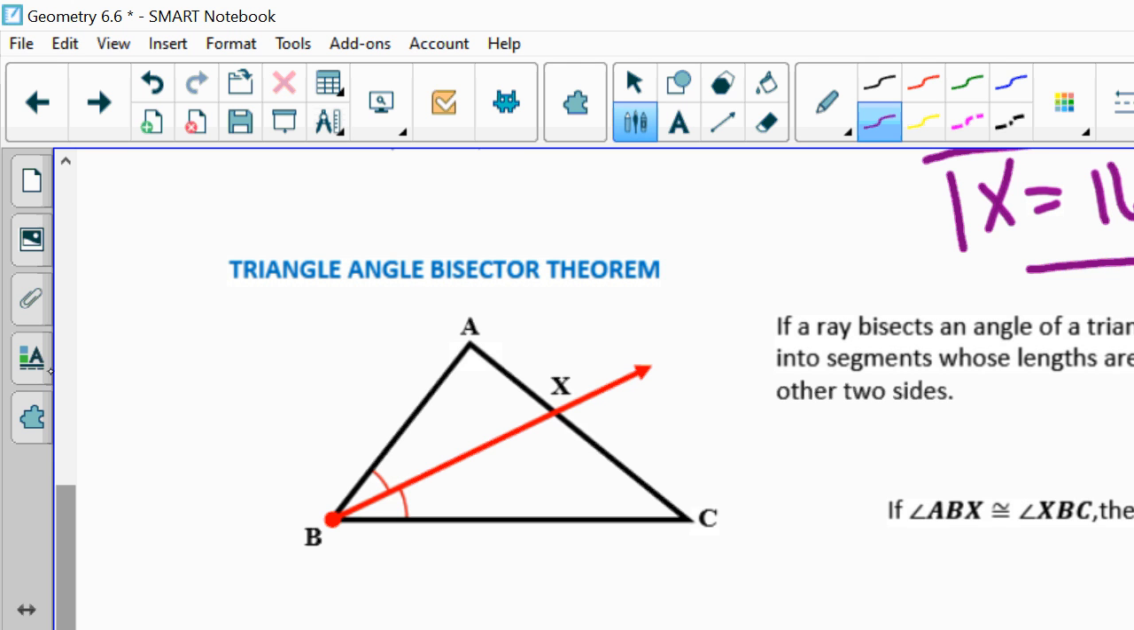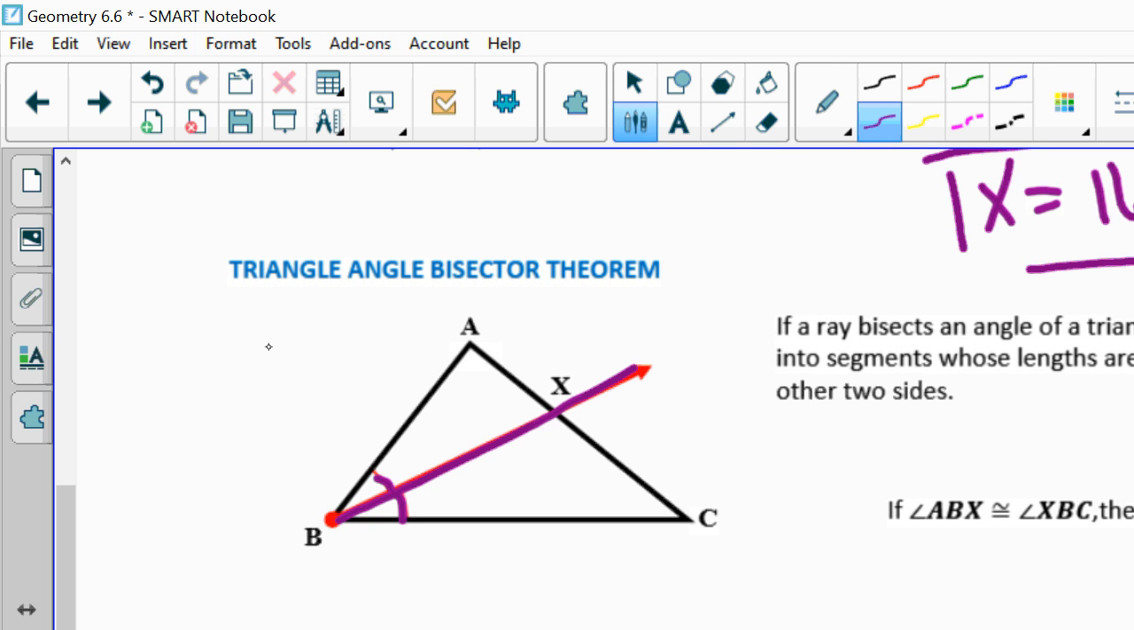All right, then we have our triangle angle bisector theorem. It tells me if a ray bisects an angle of a triangle, it divides the opposite side into two segments whose lengths are proportional to the lengths of the other two sides. Right? So here I have my ray. It's bisected this angle. Angle B got bisected, which means cuts in half. So it divides the opposite side, so my opposite side is AC, into lengths that are proportional to the lengths of the other two sides.